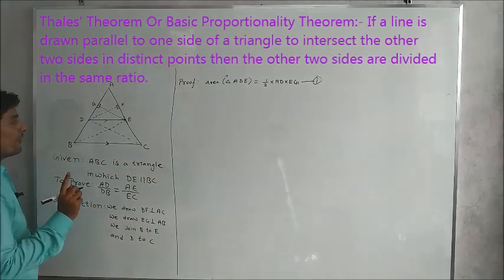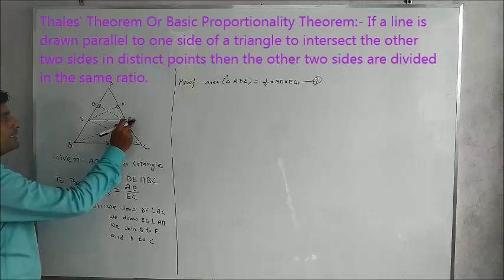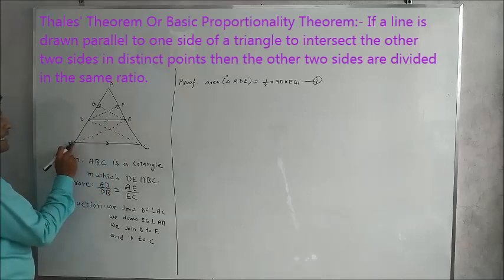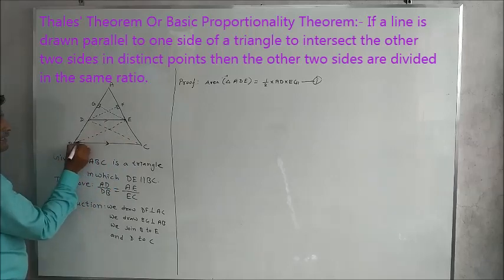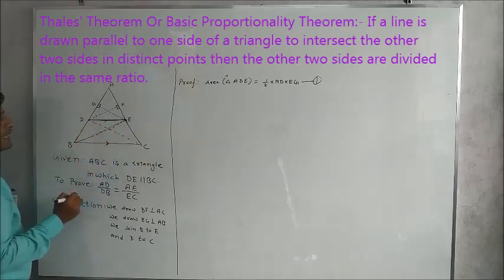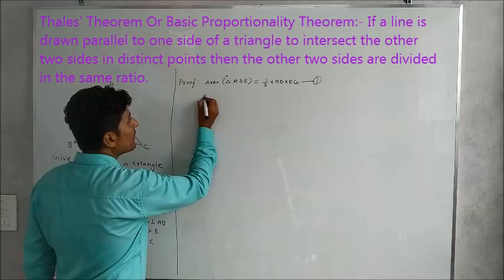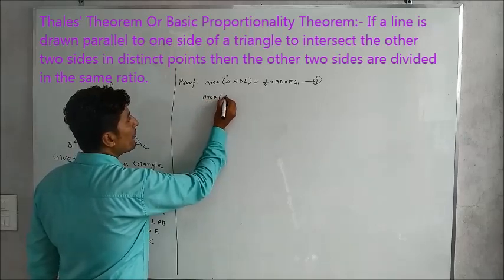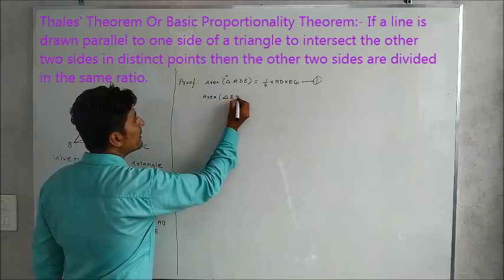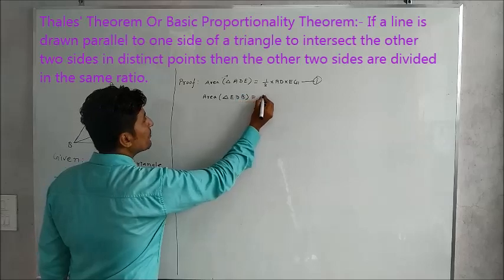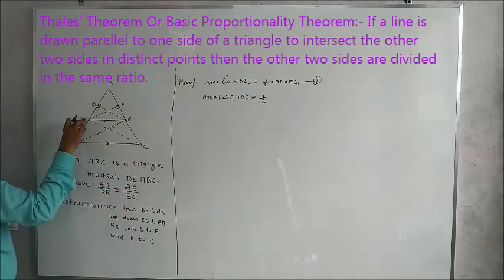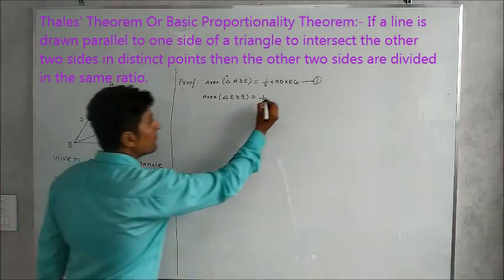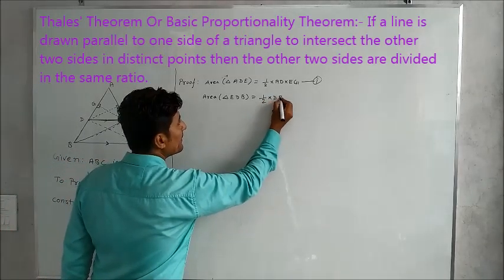Similarly, we have to find the area of triangle EDB. Again, I am repeating, area of triangle EDB. This triangle EDB, area of this triangle. So here we can write area of triangle EDB equals 1 upon 2. In triangle EDB, base I am taking DB.